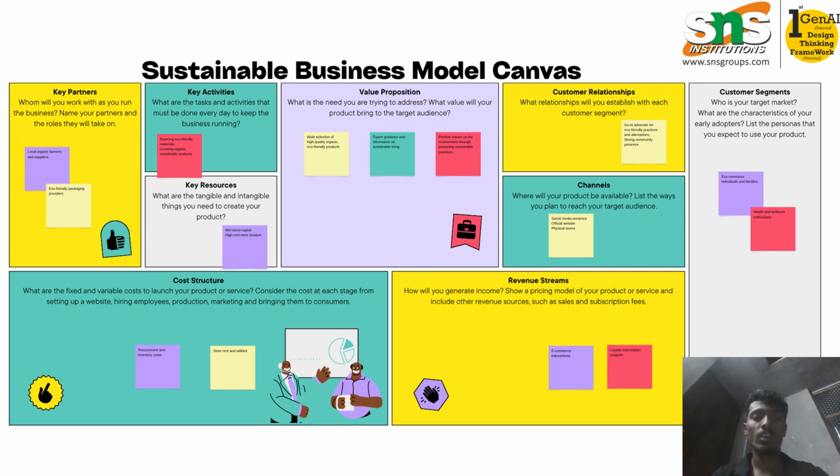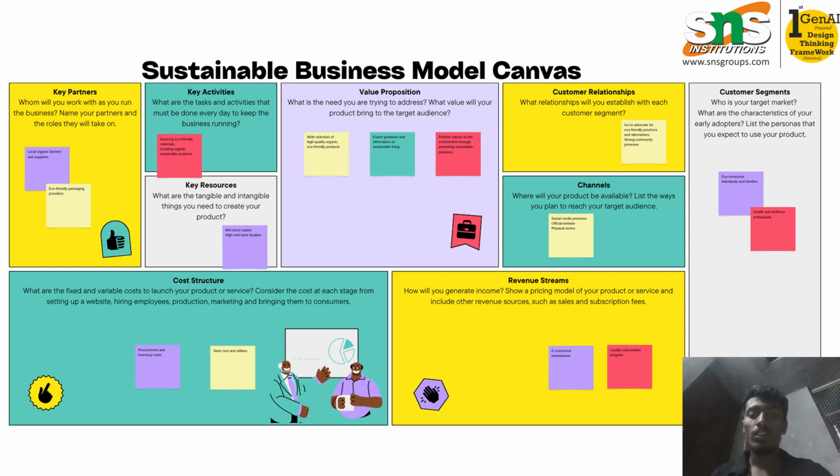Key resources. What are the tangible and intangible things you need to create your product? This defines the assets, tangible and intangible, required to offer and deliver the value proposition to the customer with your original product.